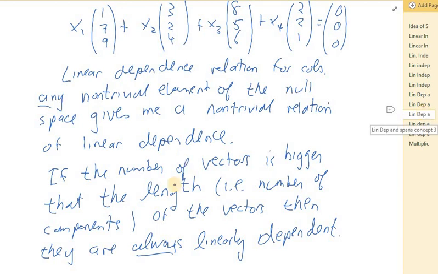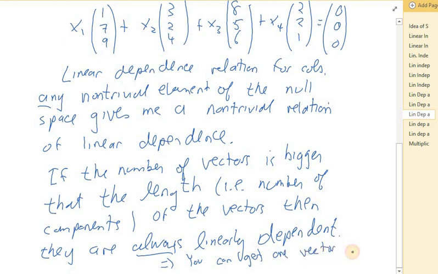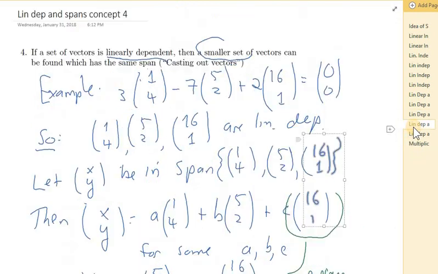All right, so as I said here, if the number of vectors is bigger than the length of the vectors, then they're always linearly dependent. And what I didn't write here is you can get one vector in the span of others, using the trick I showed in the last slide. All right, let's move on to the next slide.